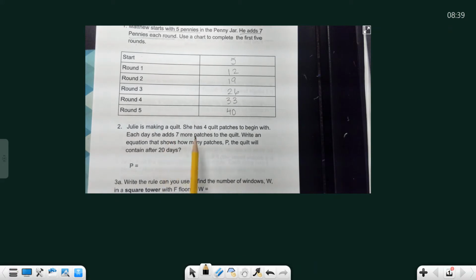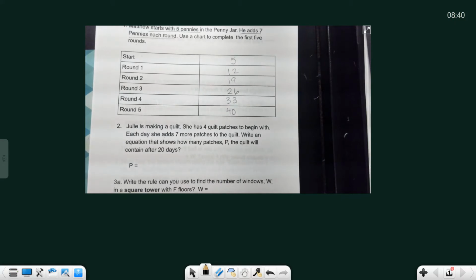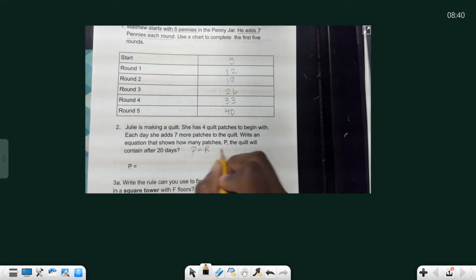Julie is making a quilt. She has 4 quilt patches to begin with. So begin is just like saying start. Each day she adds 7 more patches to the quilt. So she's starting with 4, but every day, which is just like a round, she adds 7 more. So we have to write an equation that shows how many patches P the quilt will contain after 20 days. Instead of being days, they could be 20 rounds. So our expression for penny jars is P equals round times pennies added plus start number.